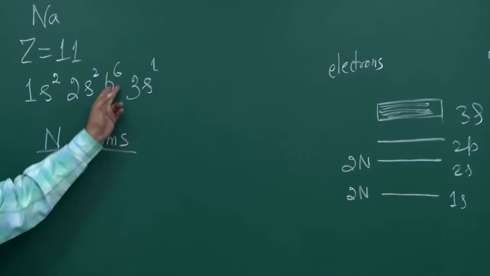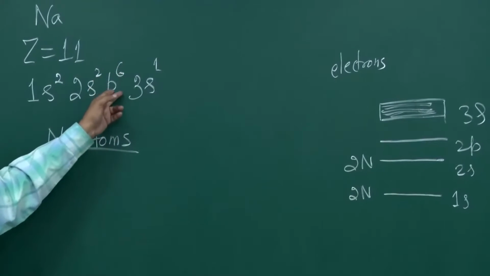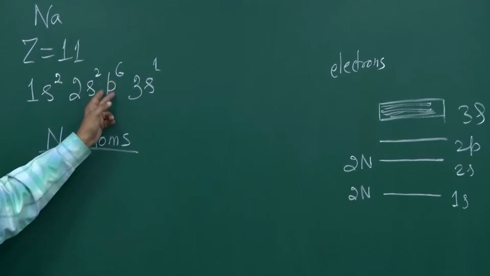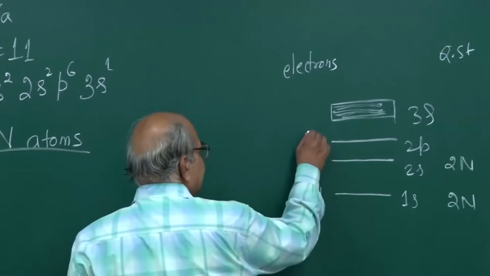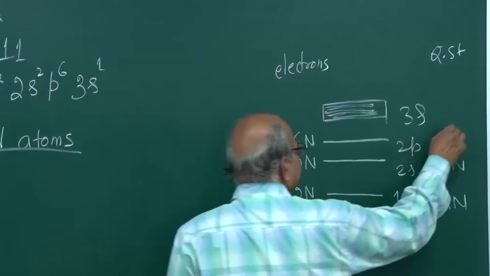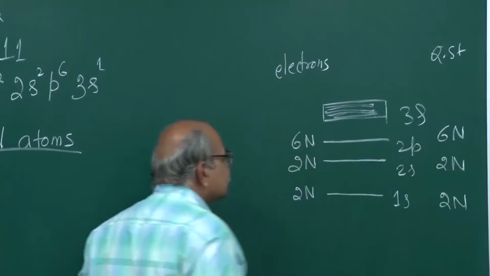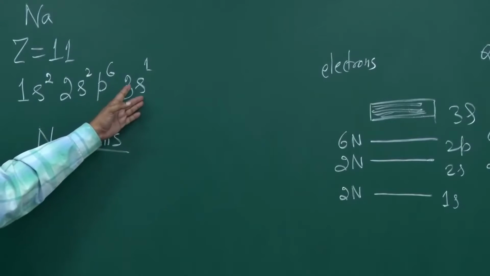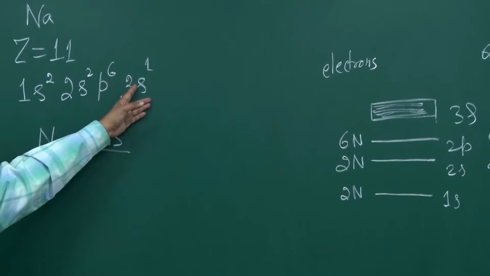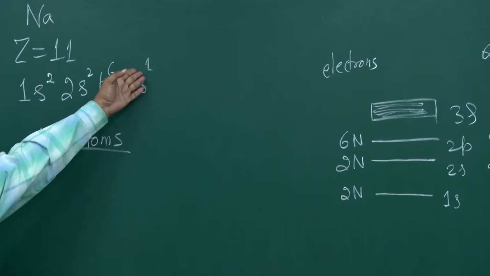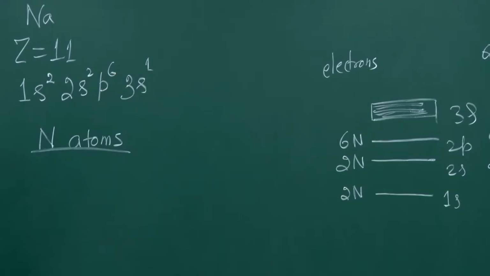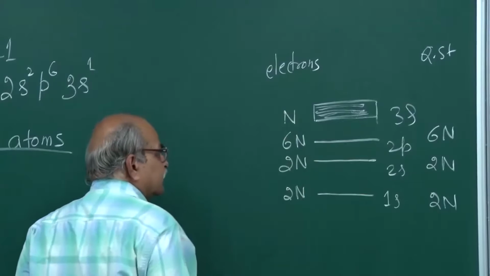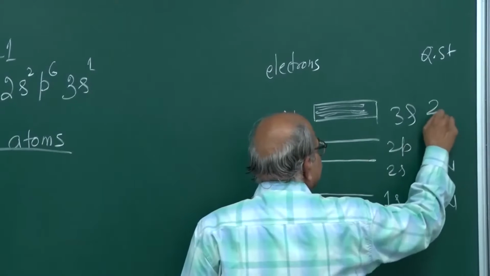2p is completely filled. For each atom you have 11 electrons and 6 of them will go in this 2p. So 6n electrons and 6n quantum states. And then you have this 3s. For each atom you have 2 quantum states in this 3s, but only 1 electron is there. So if you have n atoms, then n electrons are there and the number of quantum states is 2n.